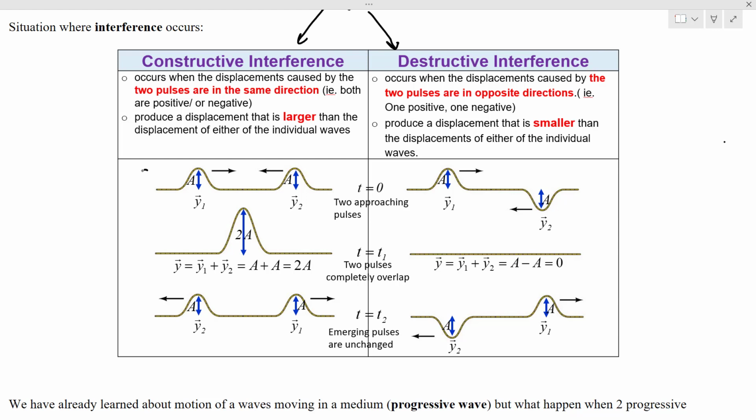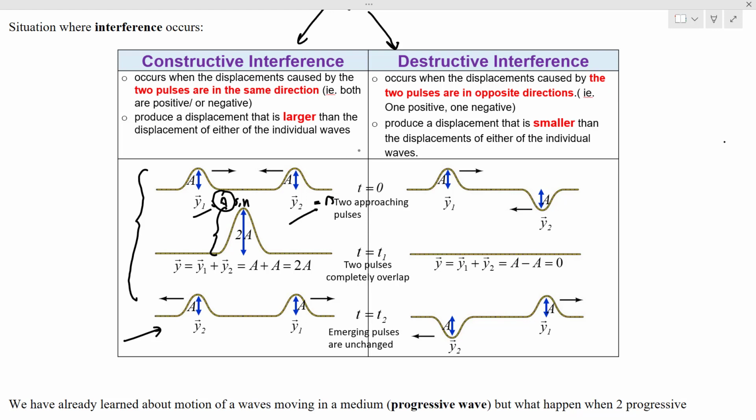Maksudnya, dua-dua ombak ni yang bergabung mestilah arah dia positif. So you see here, y1 and y2 positif. Bila bergabung, ombak dia jadi lagi besar, sebab kita tahu y sama dengan a sin. So satu amplitude tambah lagi satu amplitude, you get 2a. Lepas dah gabung tu, takkanlah dia hilang terus. Ombak tu akan teruskan perjalanan dia, so produces a displacement that is larger than the displacement of either of the individual wave.